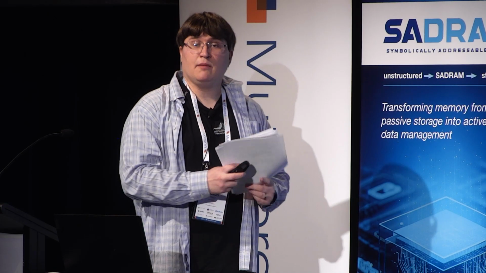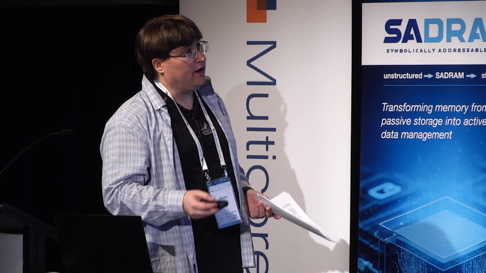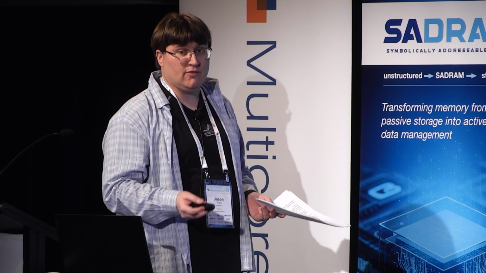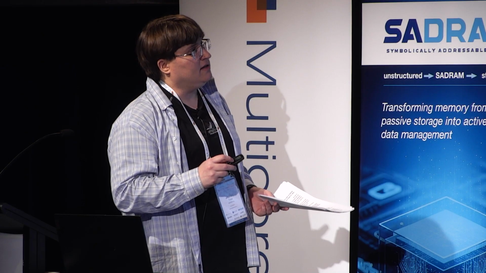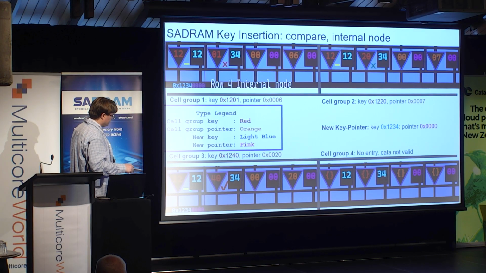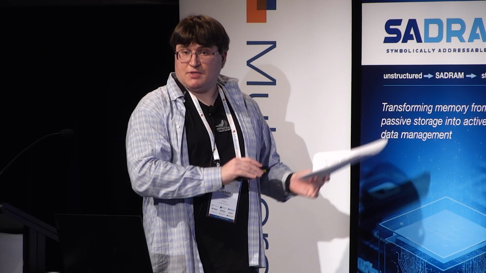All right. Now, like I was saying before, talking about locating the edge in the comparison results. The edge for SADRAM is the last false result that you're getting in the series of greater than or less than results. So the edge in this case is right here in cell group 2 because 1220 is less than 1234, but 1240 is greater than 1234. And we're going to traverse because this is an internal node, which means that we're going to traverse to this row right here, row 7. I'll stop talking about internal nodes now.